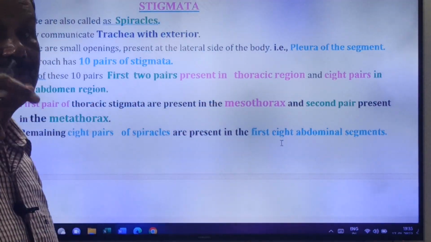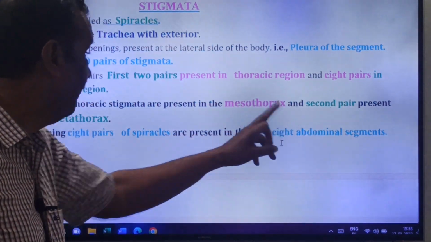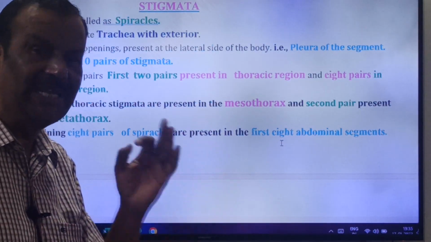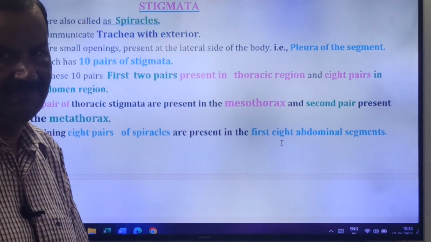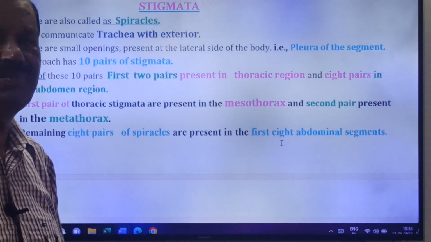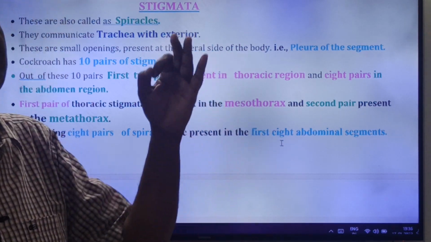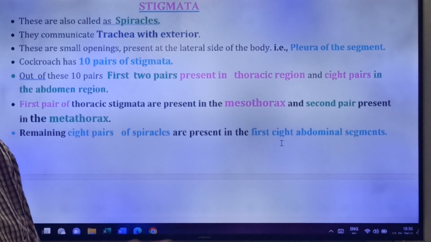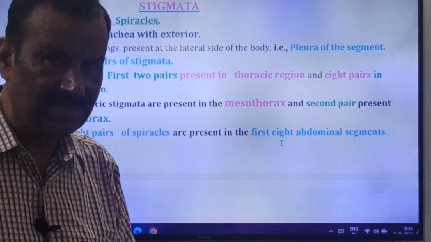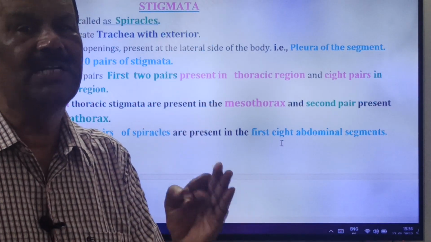See, friends, prothorax has no stigmata. First pair of thoracic stigmata are present in the mesothorax and second pair present in the metathorax. So mesothorax has 1 pair, metathorax has second pair. Okay, friends, these are the first 2 pairs of the stigmata. Now see, friends, remaining 8 pairs of the spiracles or stigmata are present in the first 8 abdominal segments. Friends, out of 10 pairs of stigmata, first and second pairs are present in the thoracic region, that is in the mesothorax and metathorax. Remaining 8 pairs are present in the first 8 abdominal segments.